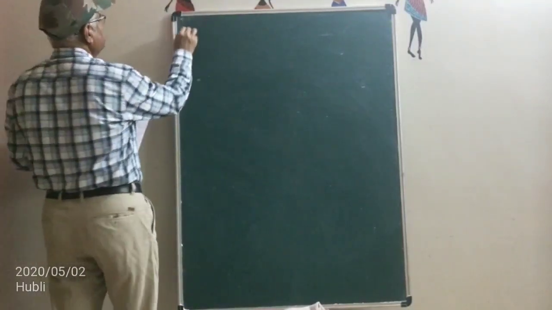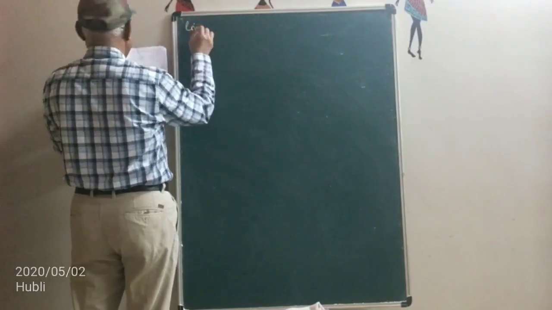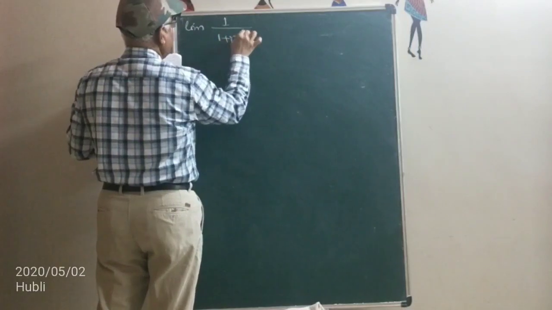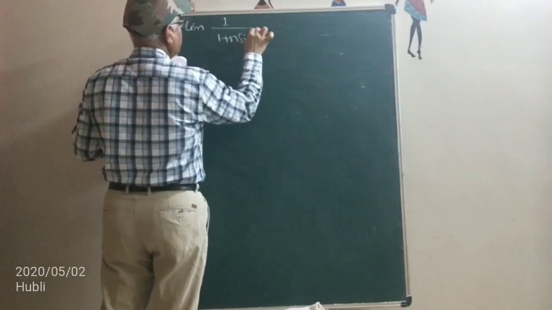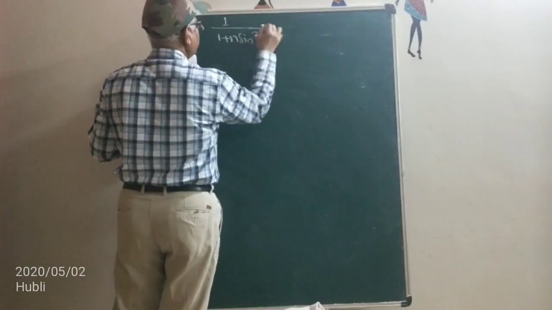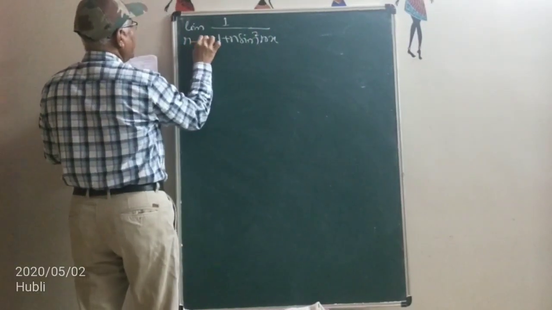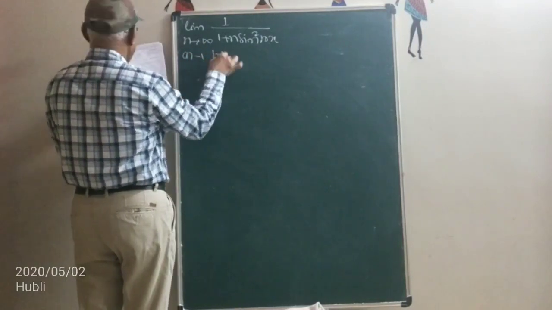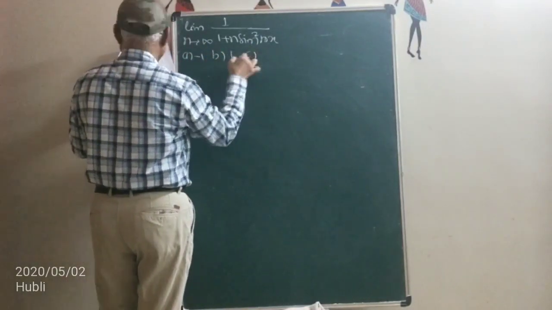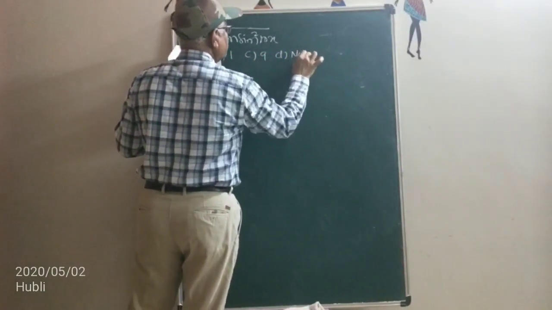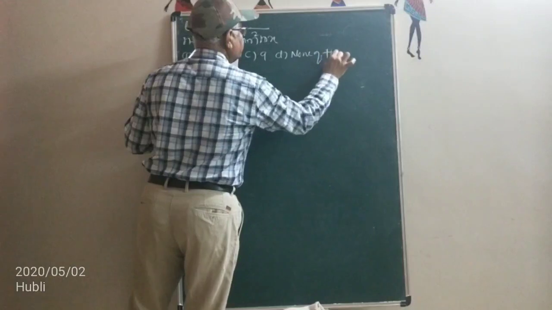Limit of 1 divided by 1 plus n into sine² nx, as n tends to what? N tends to infinity. Now the first option is minus 1, and the second option is plus 1, and the third option is 9, and the last one is none of these.